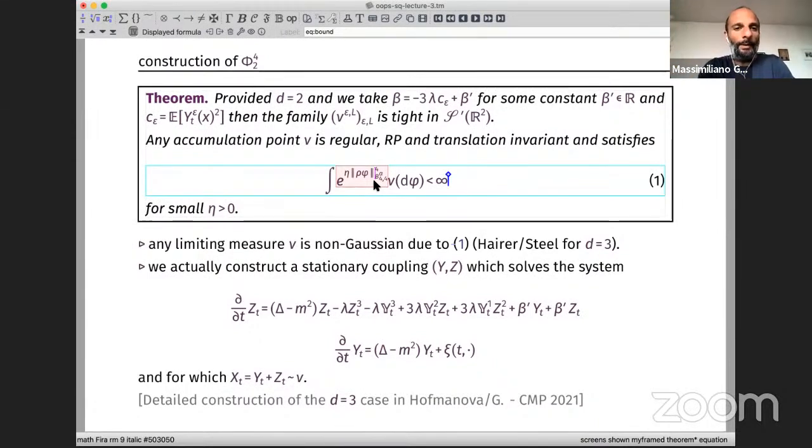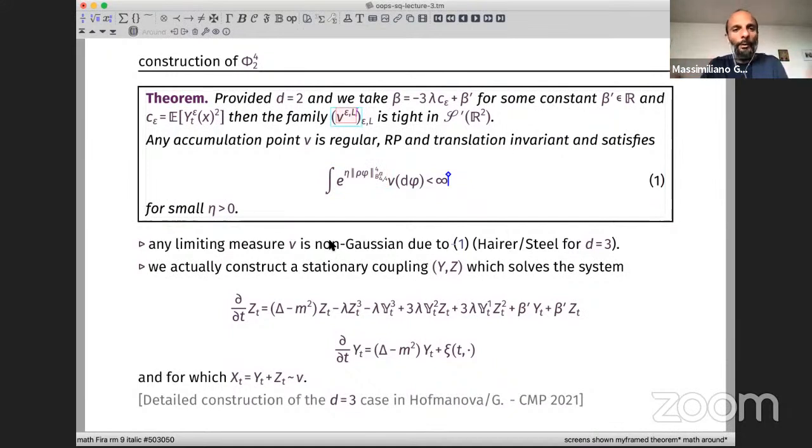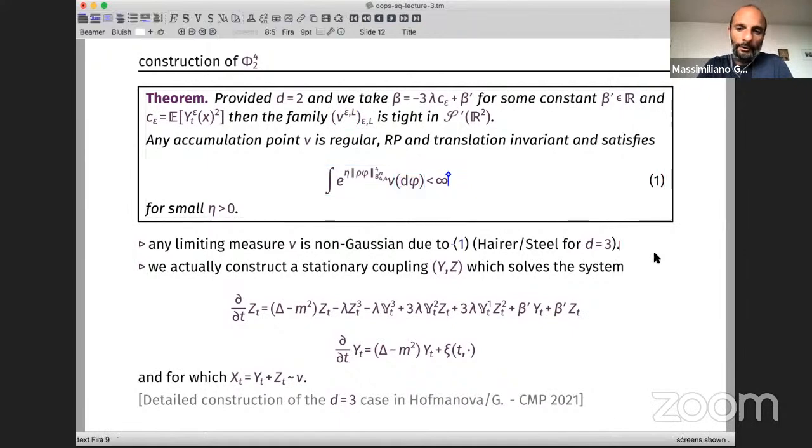Actually, that is what happens for any accumulation point in dimension bigger than 4, it's Gaussian. And in 4 dimensions, there is this recent result of Dominique Copon and Eisenman that it also holds for a certain class of approximations, which includes the kind we are doing here. But in lower dimensions, you want to prove that the limit is non-Gaussian. So this is enough. That's a nice observation, essentially due to Hairer and Steele in the 3-dimensional case, but it applies, of course, also in 2 dimensions.